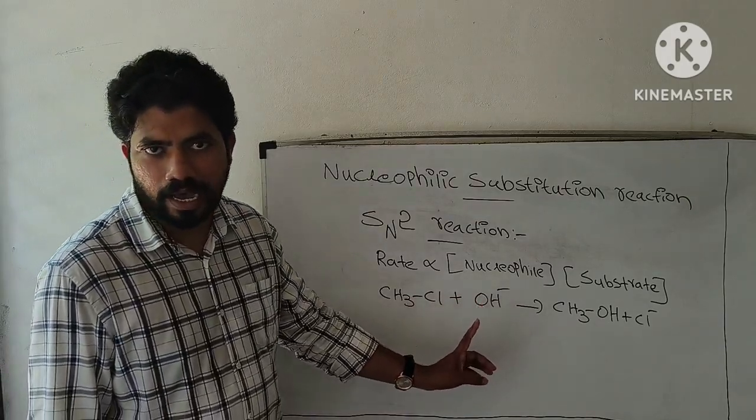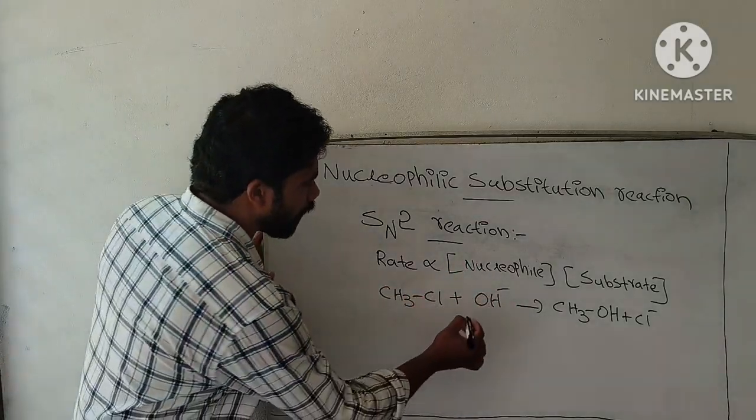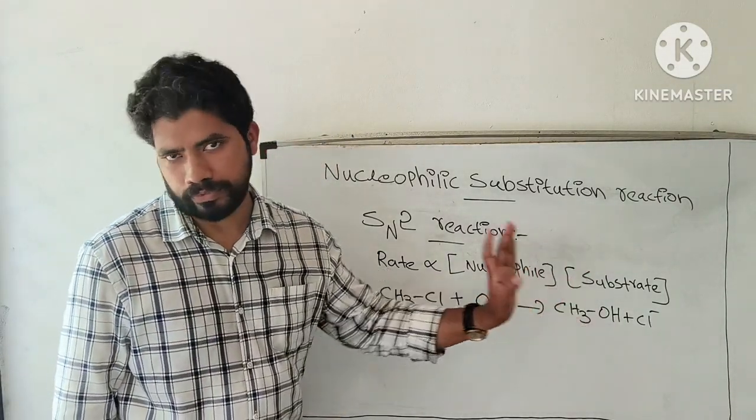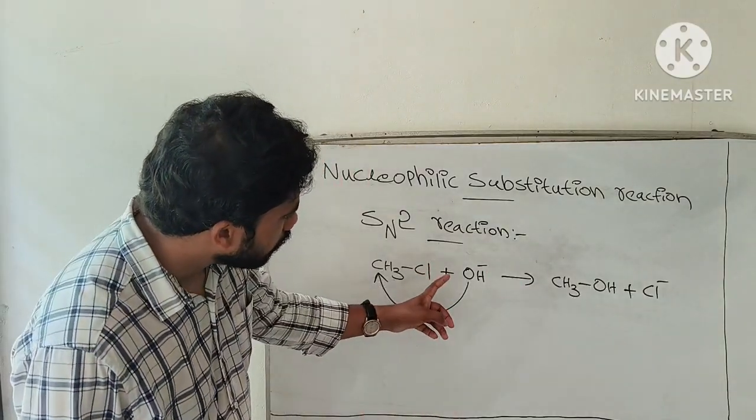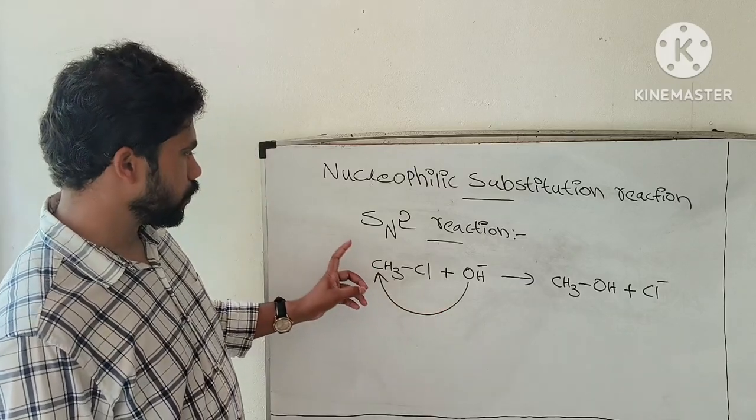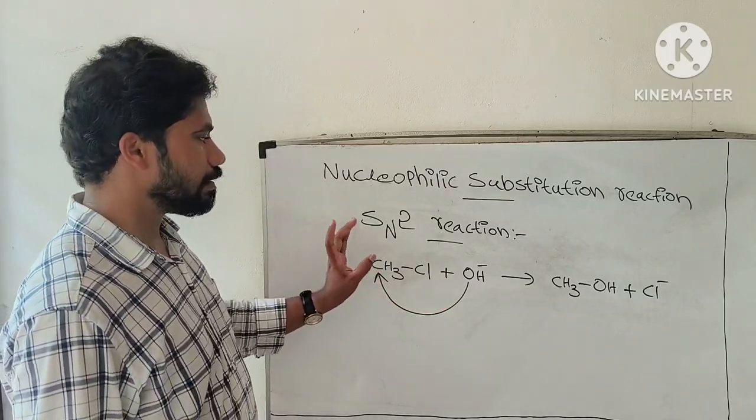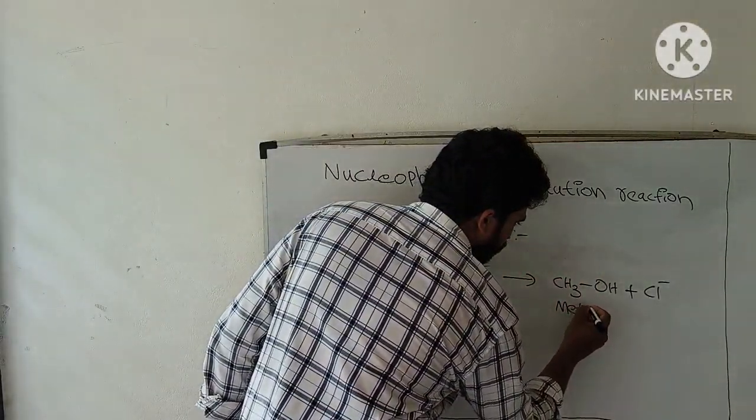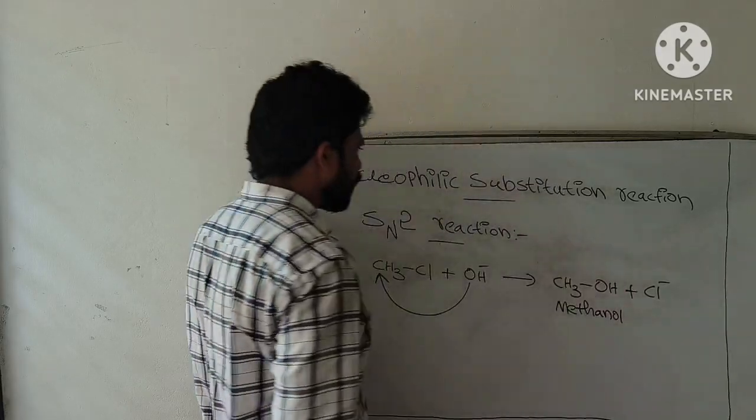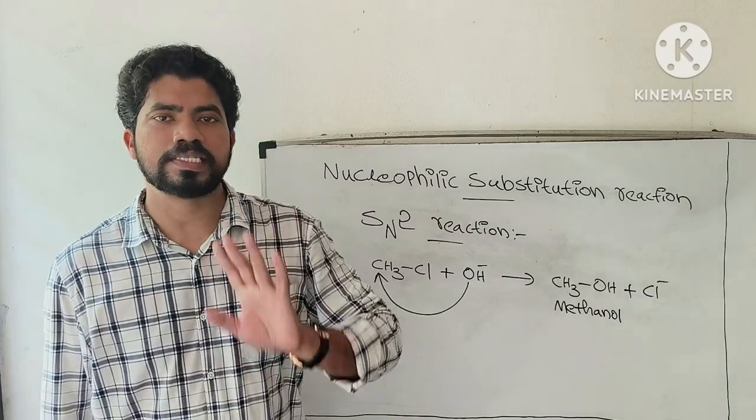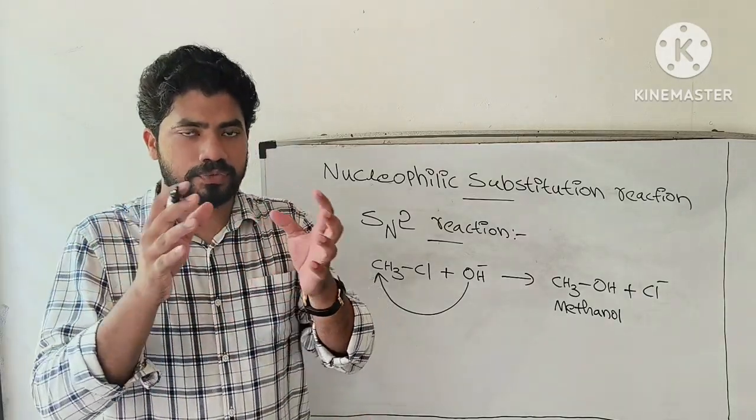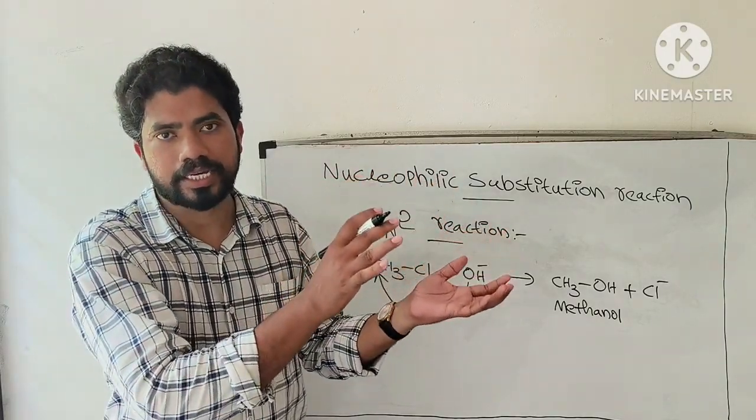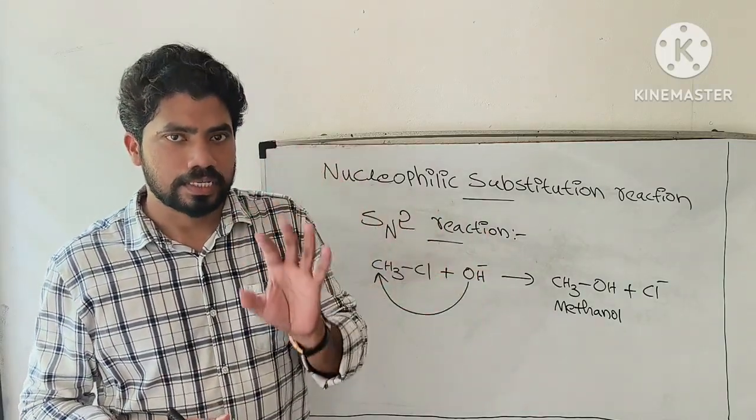Why does it happen? Because OH minus is the approaching nucleophile. So when the nucleophile approaches this carbon, immediately the chlorine will leave. Dear students, the attacking nucleophile is coming to attack the carbon. At the same time, the leaving group is going to leave. Now the product is methanol. CH3OH is called methanol. Okay. So in the SN2 reaction, there is only one step. The simultaneous attack of the nucleophile and, at the same time, the departure of the leaving group as a halide ion happen in that single step.